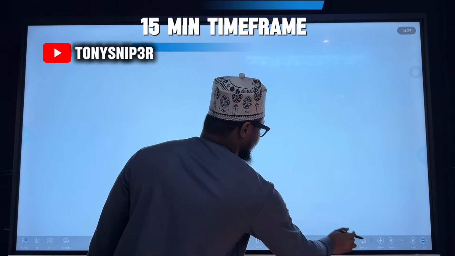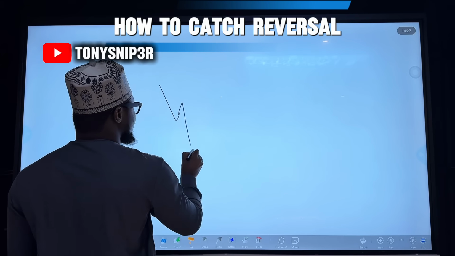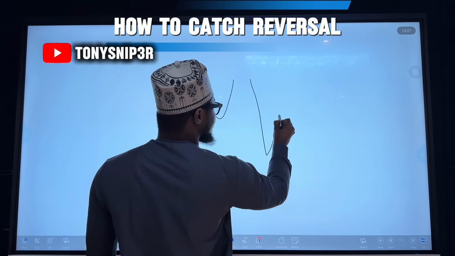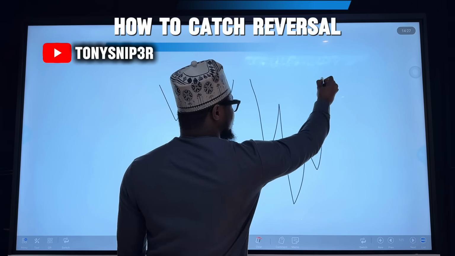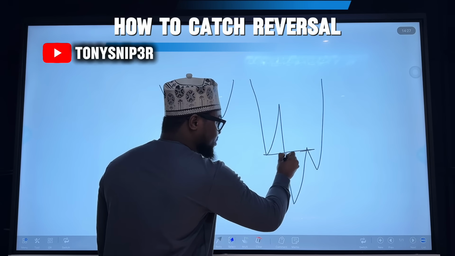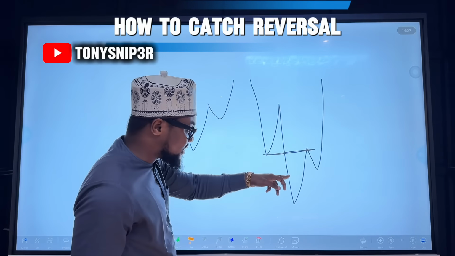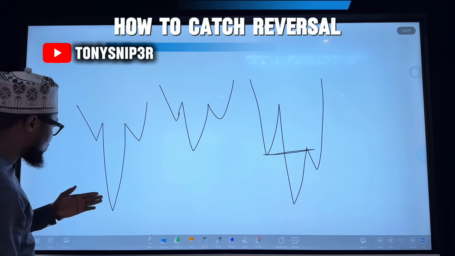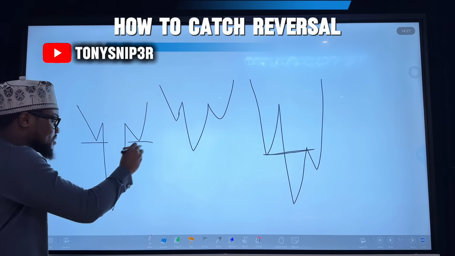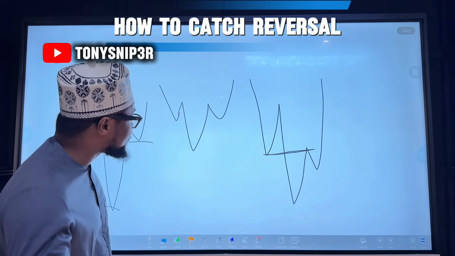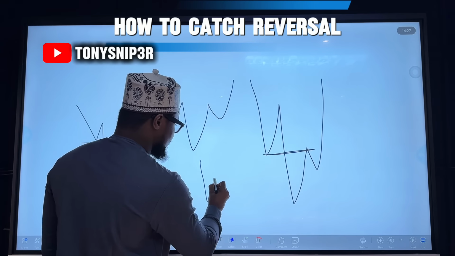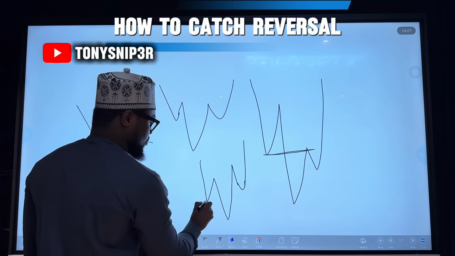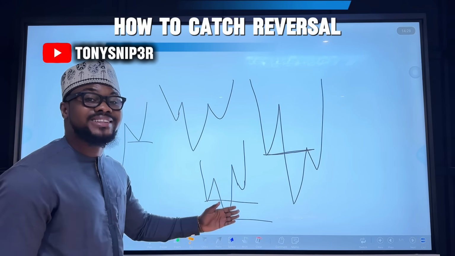Now look at this. You see this setup, right? This is an inverse head and shoulder. You can see this one here, the left shoulder is quite shorter, right? This is also an inverse head and shoulder. You see this one, the head is longer. This is also an inverse head and shoulder. Then finally, this is also an inverse head and shoulder.